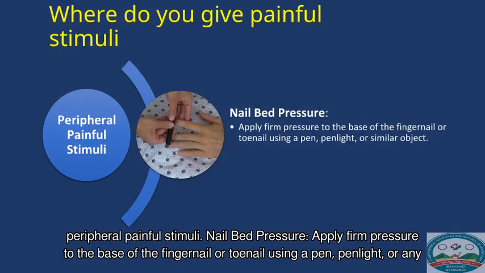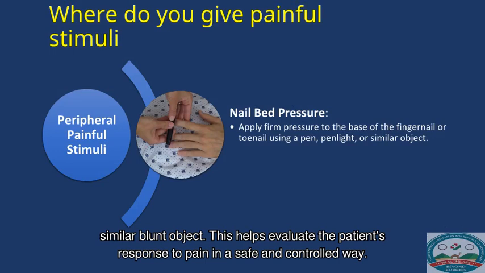Peripheral painful stimuli. Nail bed pressure. Apply firm pressure to the base of the fingernail or toenail using a pen, penlight, or any similar blunt object. This helps evaluate the patient's response to pain in a safe and controlled way.